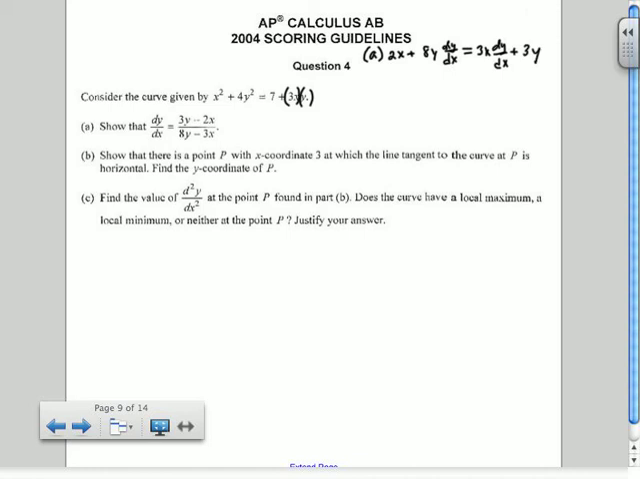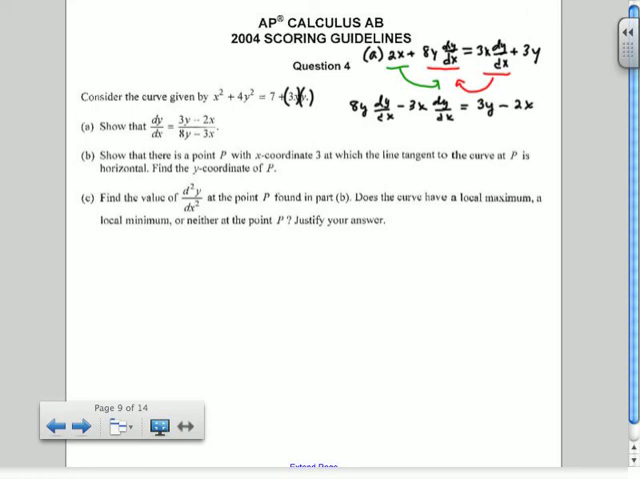Okay, I need to solve for dy over dx. So basically I need to get everything that has dy over dx on the same side. So I'm going to take this one and add it over. Anything that is not dy over dx, I'm going to get to the other side. So I'm going to subtract the 2x, and subtract the 3x dy over dx. Okay, so I get 8y dy over dx minus 3x dy over dx equals 3y minus the 2x.